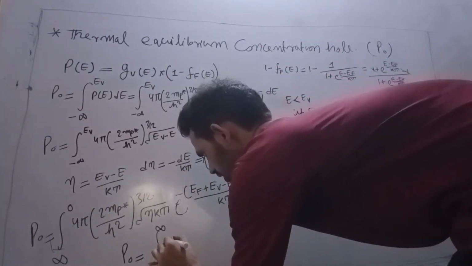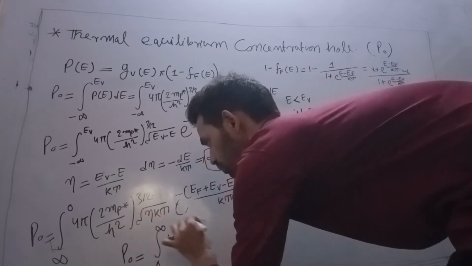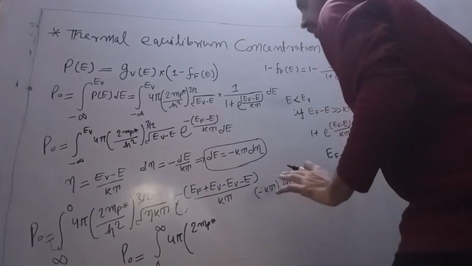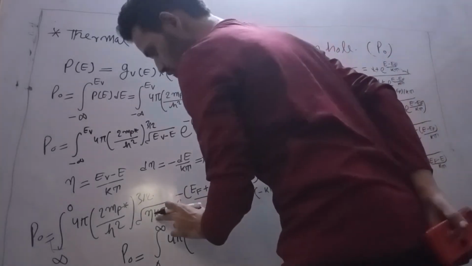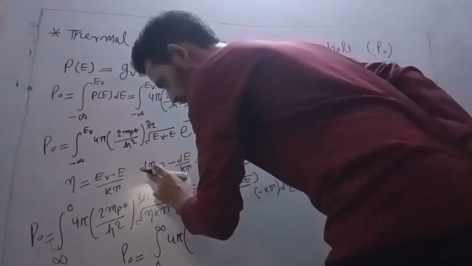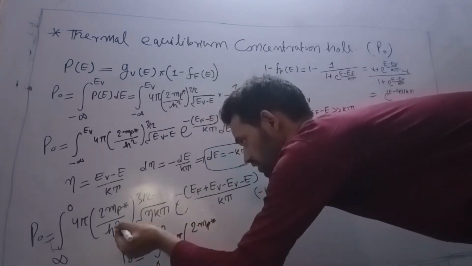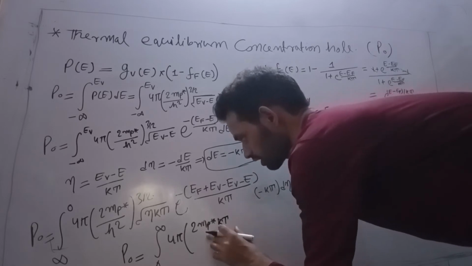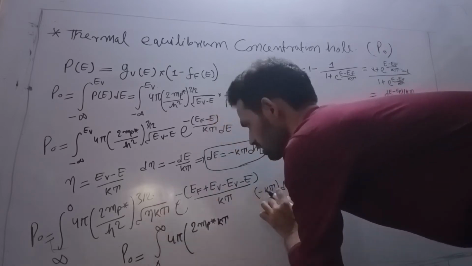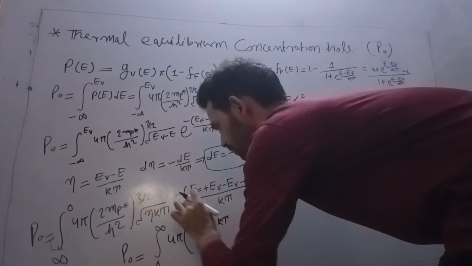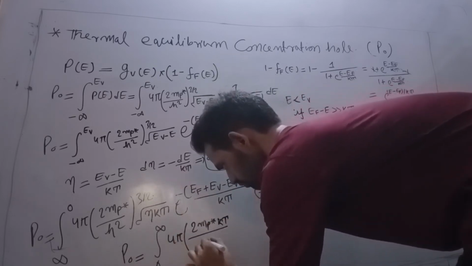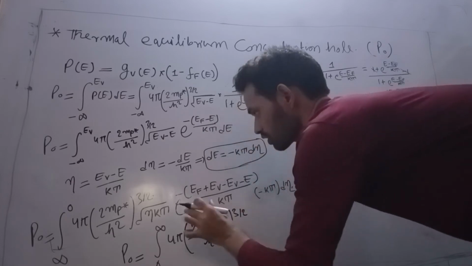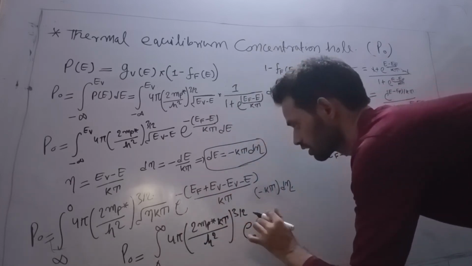Okay. So now see here, 4 pi into 2 mp star. This is kT, this is root kT. Root kT is nothing but kT to the power 1 by 2, so this also will come inside, so I am writing here kT. How did it come inside? Because root kT times kT is kT to the power 3 by 2, so it will go inside. So this is h square to the power 3 by 2. Okay, so now outside this is the integration.